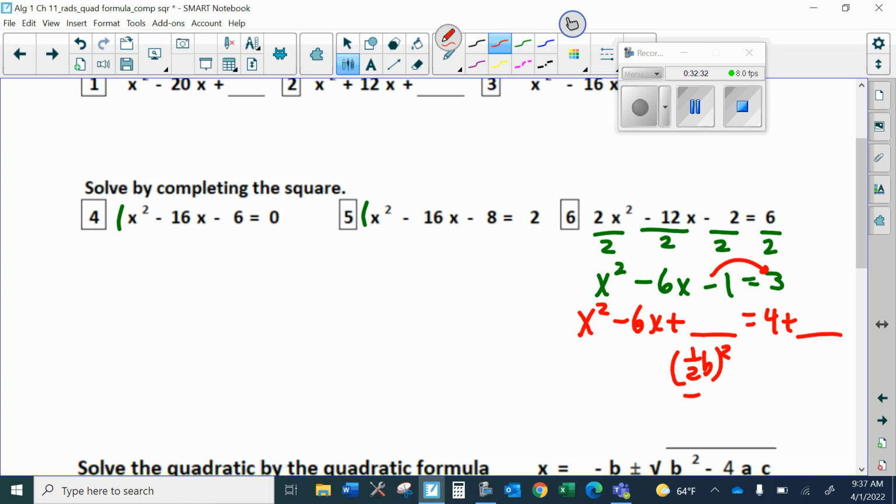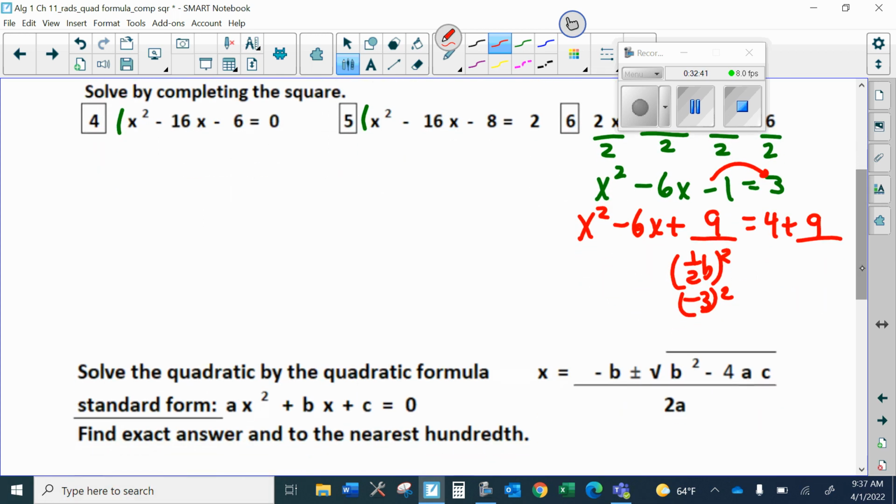So half of 6, negative 6, is negative 3. Squared is 9. So I must add 9 to the right side. So I did not change the problem. I'm running out of room, so I'm going to put it over here. So remember, that's going to factor into x minus 3, because there's my minus 3, with half of that b squared. That's what this whole thing factors into.